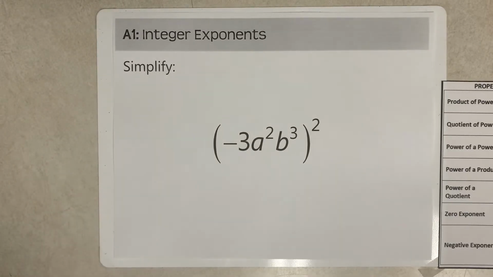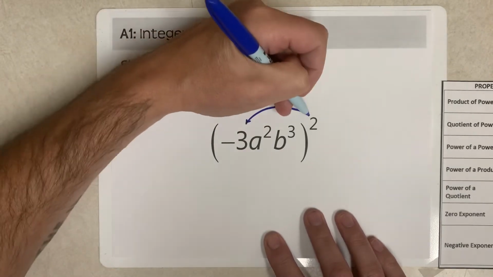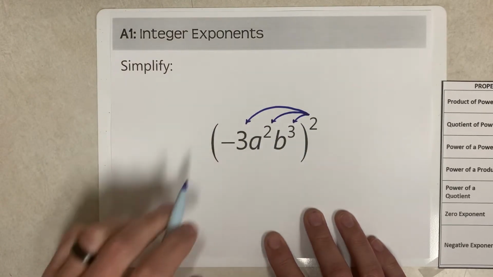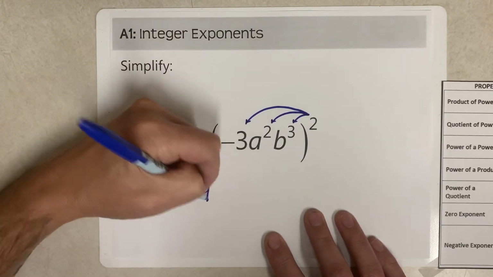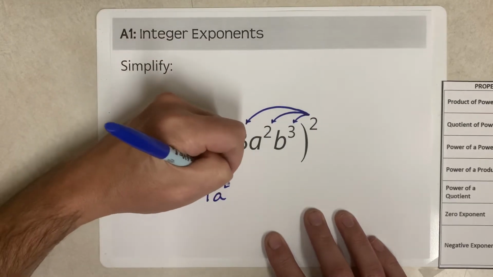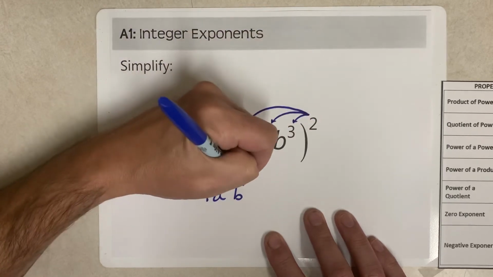Okay, this example, I'm squaring everything. So again, I'm going to distribute this 2 to everything. Negative 3 squared is going to be a positive 9. A squared squared is a to the 4th. B cubed squared is b to the 3 times 2 is 6.